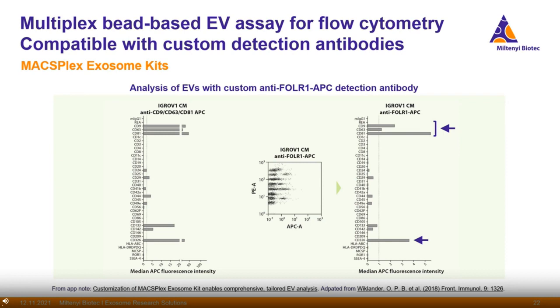When the anti-FOLR1 APC antibody was, however, used as detection antibody, signals for the CD9, CD63, CD81, and CD326 capture bead populations were also gained. This indicates that the EVs express FOLR1 and that those EVs also co-express the tetraspanins and CD326. The data also highlights that custom detection antibodies are compatible with the assay, and therefore it is easily possible to assess whether a certain candidate surface marker that's not detectable by the kit is actually present on EVs or not.